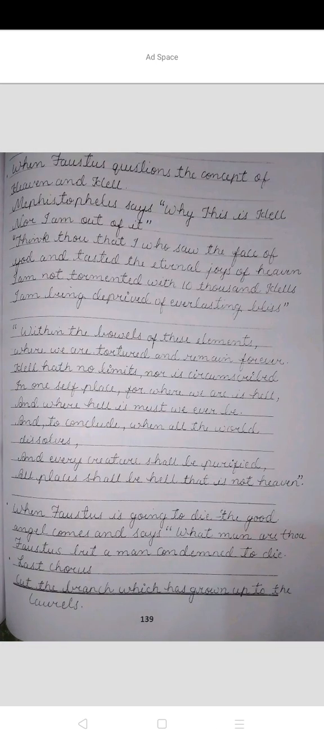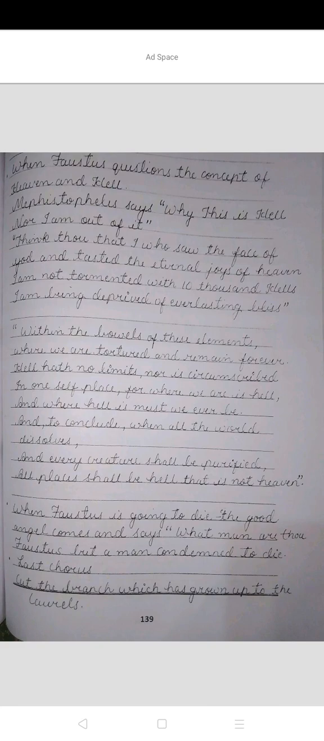When Faustus questions the concept of heaven and hell, Mephisto says, "Why this is hell, nor am I out of it. Think'st thou that I, who saw the face of God and tasted the eternal joys of heaven, am not tormented with 10,000 hells, being deprived of everlasting bliss? Within the power of this element, where we are tortured and remain forever, hell hath no limits, nor is circumscribed in one self place. For where we are is hell, and where hell is, must we ever be. And to conclude, when all the world dissolves, and every creature shall be purified, all places shall be hell that is not heaven."